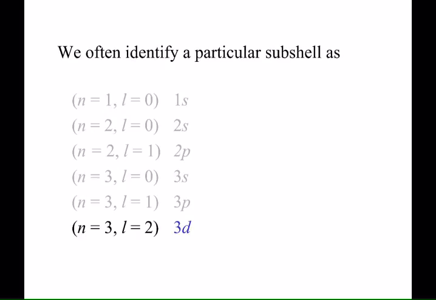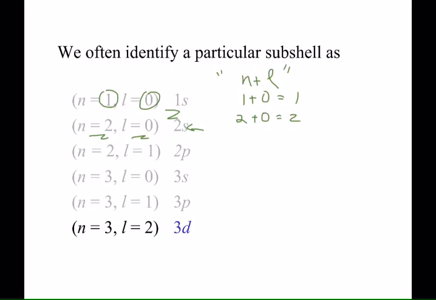Now, I want to add a column here and come up with an N plus L value. So over here, I'm going to write N plus L. Notice that for the 1s, N is equal to 1 and L is equal to 0. So the N plus L value of that subshell is 1 plus 0, which is 1. For the 2s, N is equal to 2, L is equal to 0. So 2 plus 0 is equal to 2. The N plus L value of 2s is 2.